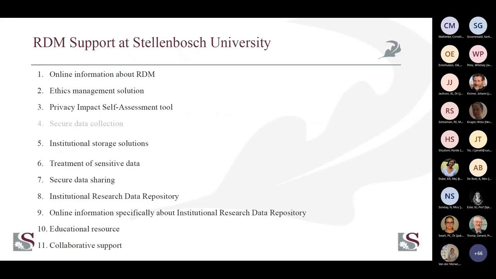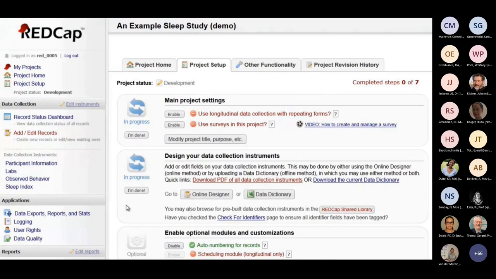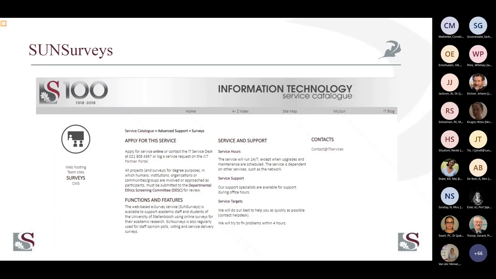The fourth tool that you see listed here relates to secure data collection. There are two tools in this category. REDCap is the first one. It's a secure data collection tool that's used primarily for questionnaires, can also be used for longitudinal studies, and it's primarily used in clinical studies. This is a very secure tool that researchers can make use of. The other tool in question is known as Sun Surveys. That's been around for a while. This is particularly useful when the data collected originate from staff members or students at the university, unlike with REDCap.